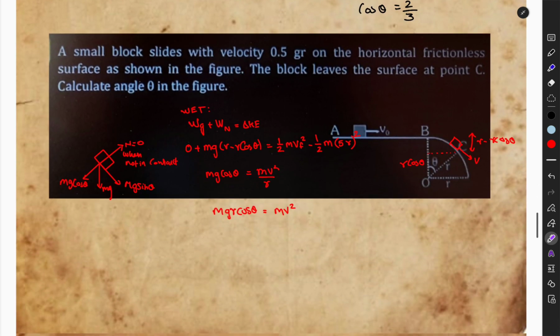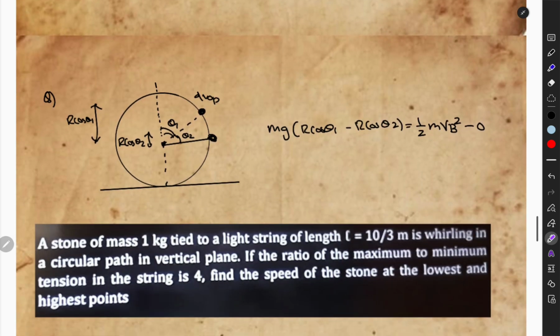The next question, a small block slides with velocity 0.5 g r. So g is 10 and r is basically the radius at this point. This is a good question. I think the answer is already given and you can try this as your homework. This same type of question. Basically we need to apply the work energy theorem and the NLM equation. So yeah, I think this is an easy question.